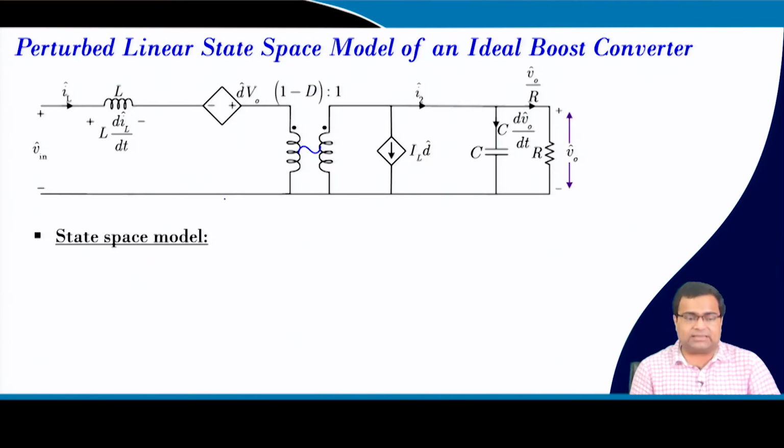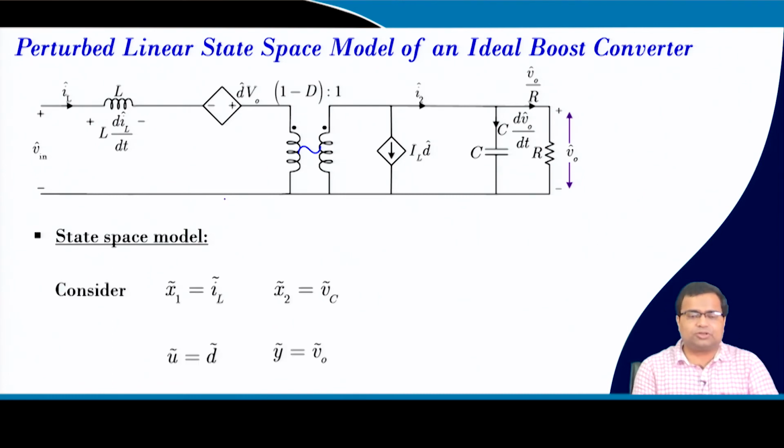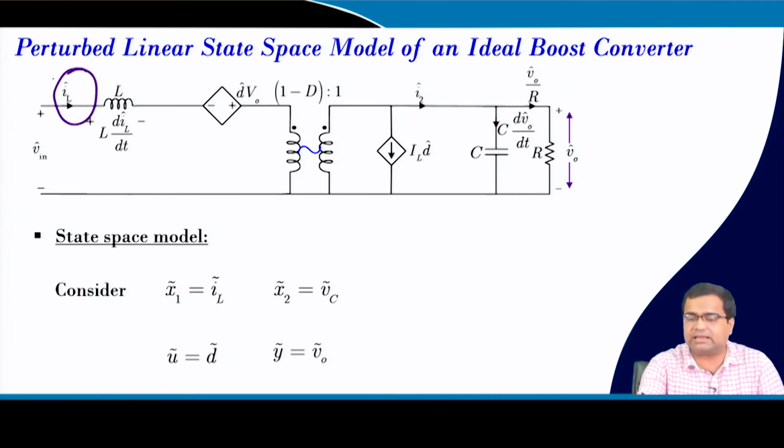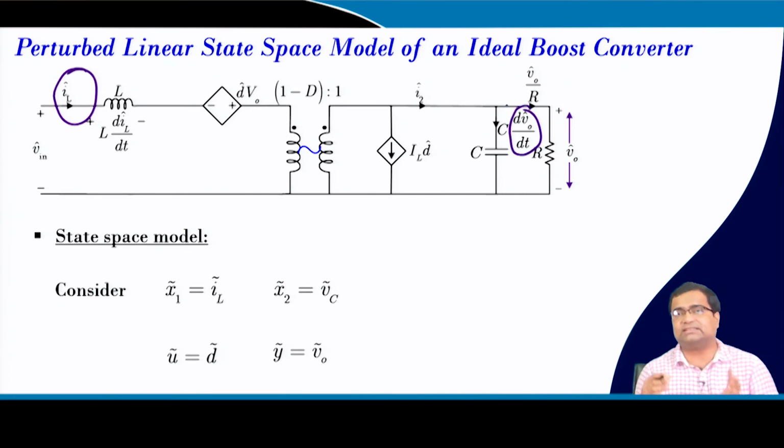We want to achieve this, because we want to design the current mode control using the state feedback approach. So for that we want to write the state space model. From this equivalent circuit, I can take x1 perturbation as my inductor current perturbation and x2 perturbation as my capacitor voltage, or the output voltage in this case, because if we take ideal, the capacitor voltage is the same as the output voltage, but otherwise capacitor voltage and output voltage are different if there is an ESR.